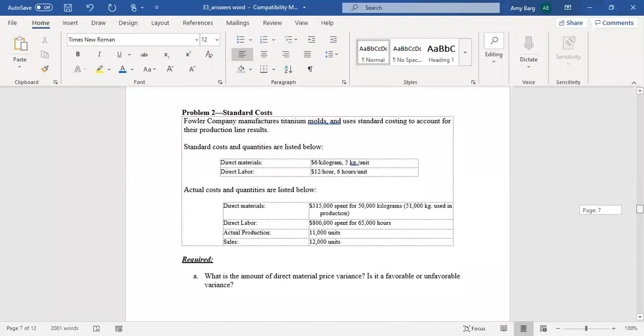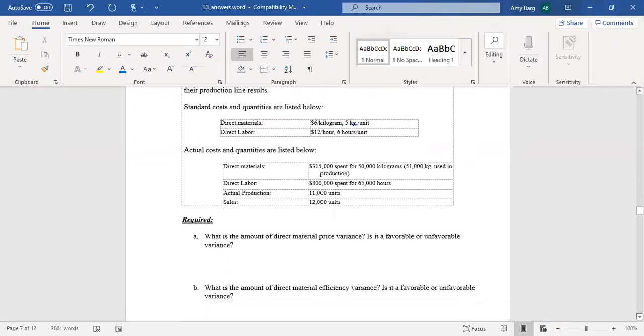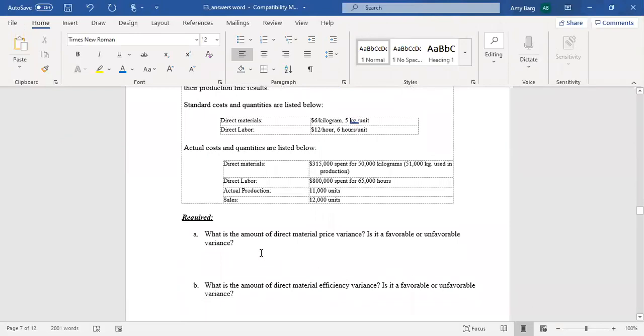It says Fowler Company manufactures titanium molds and uses standard costing to account for their production line results. And then it gives us a bunch of information. So the first question it asks is, what is the amount of direct materials price variance? Is it favorable or unfavorable?